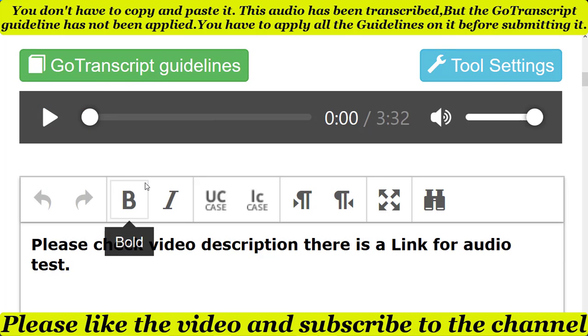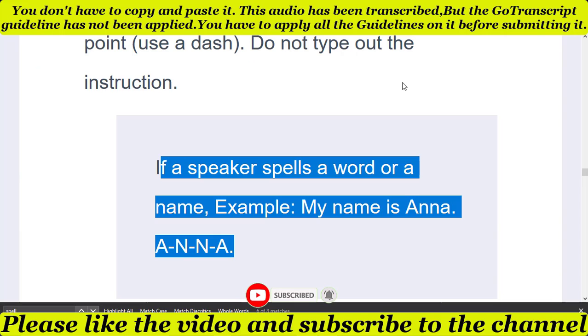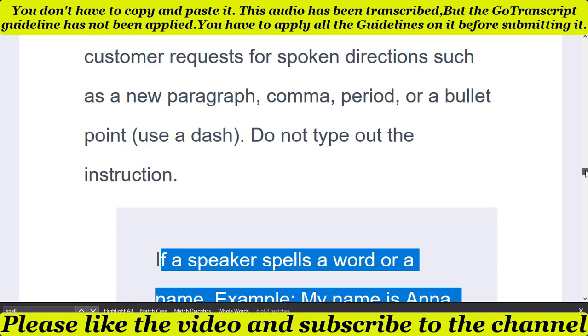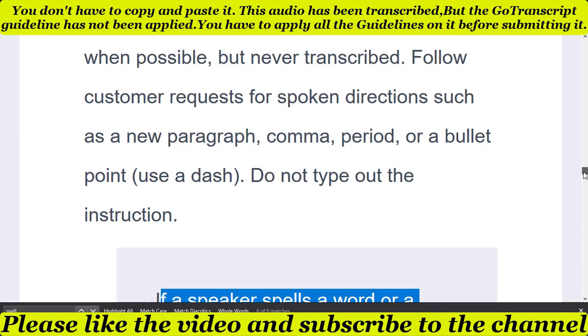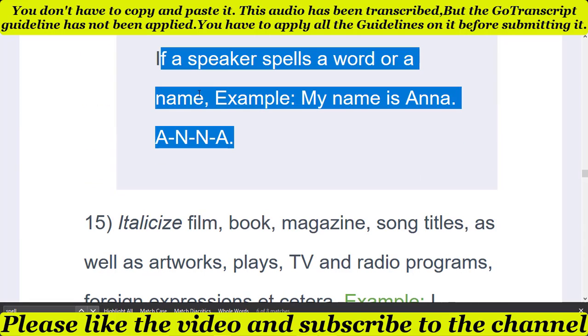Before starting the audio test, make sure you read the GoTranscript guideline rules. These guideline rules are very important. You must read all these guidelines all the way to the end. This will help you during the audio testing. Without reading this transcription guideline, you will never pass the GoTranscript audio test.